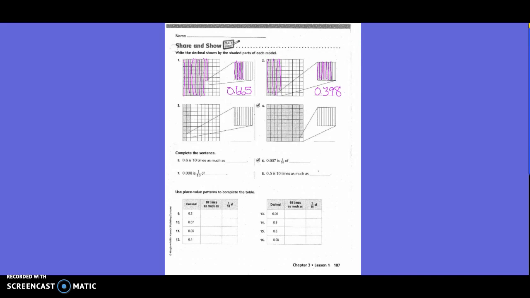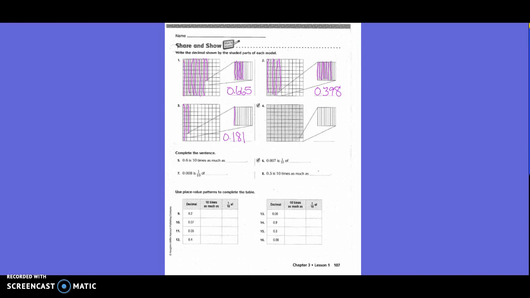Okay. Number 3. Do I have any whole boxes shaded in? No. So I put 0 decimal. How many full columns do I have shaded in? 1. How many of the next partial do I have? 8. And then how many in the little bitty box do I have shaded in? 1. So I had 1 full 10th, I had 8 of the next box, and then I had 1 of the thousandths box, right? Yeah.